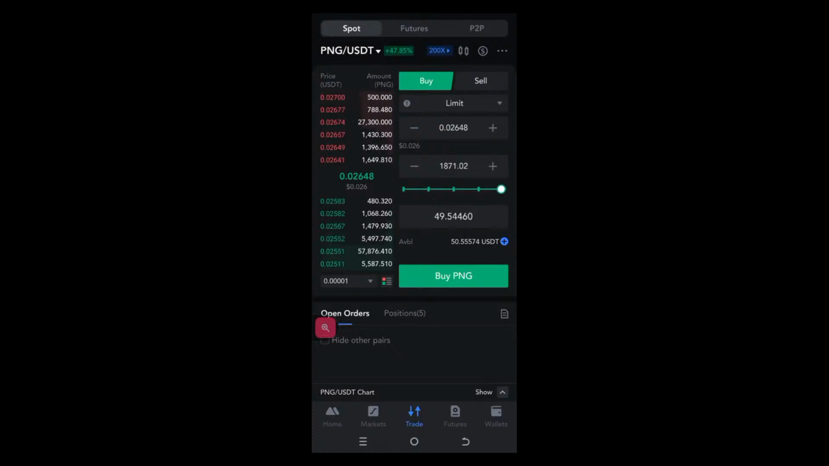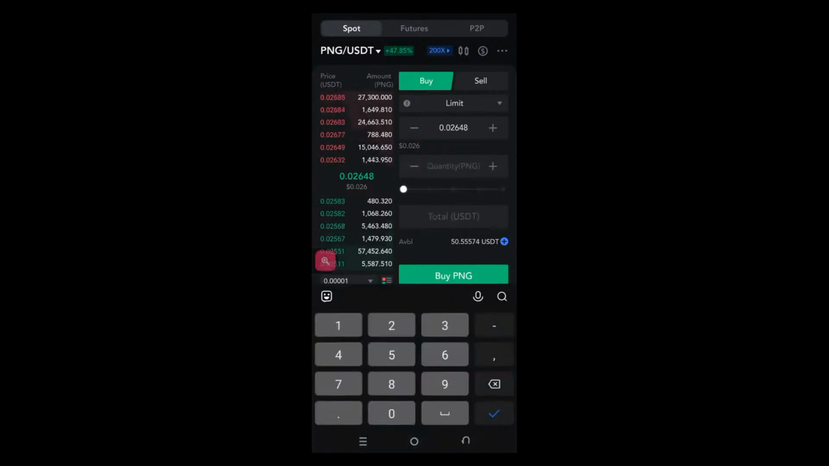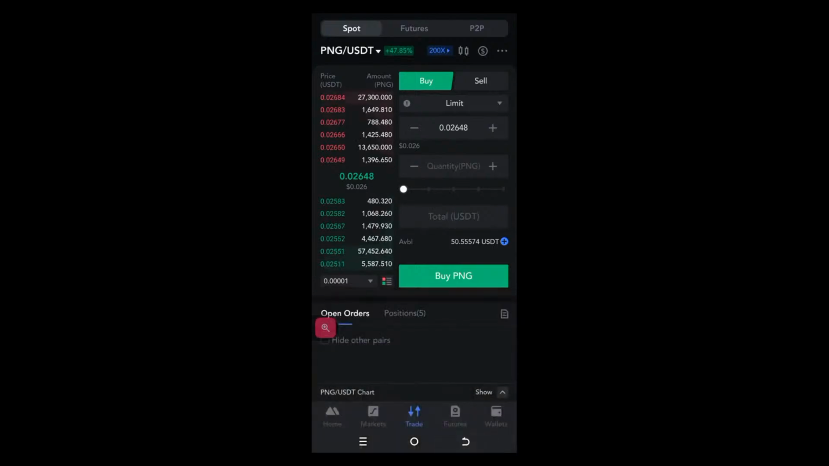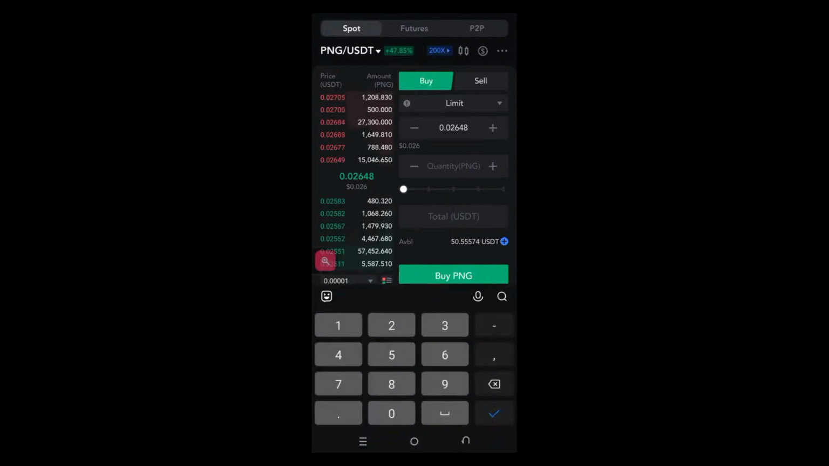I'm only going to put $50 in there. Let's put $50 now. Let me not. I was going to ship out. Let me just put $50 in there.